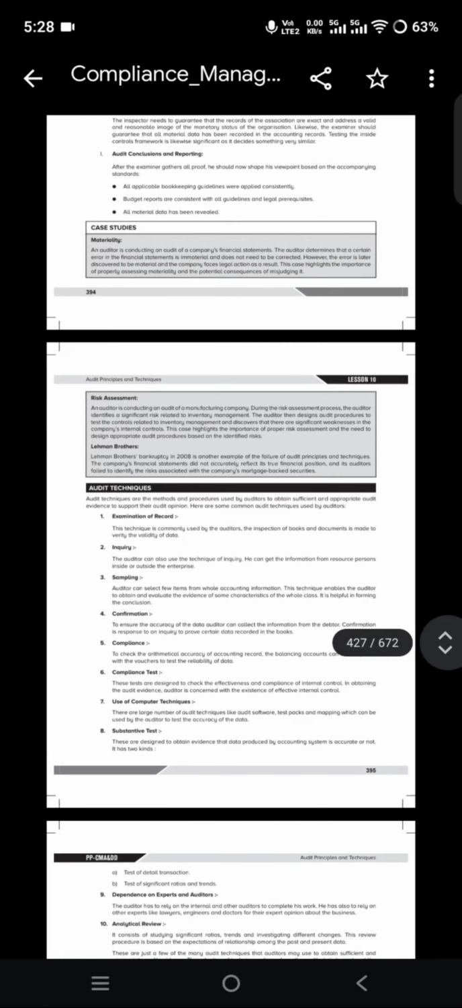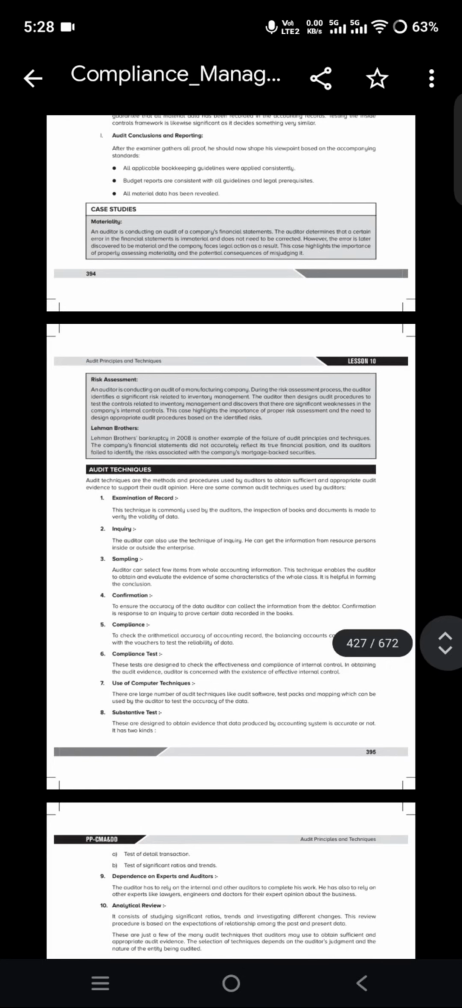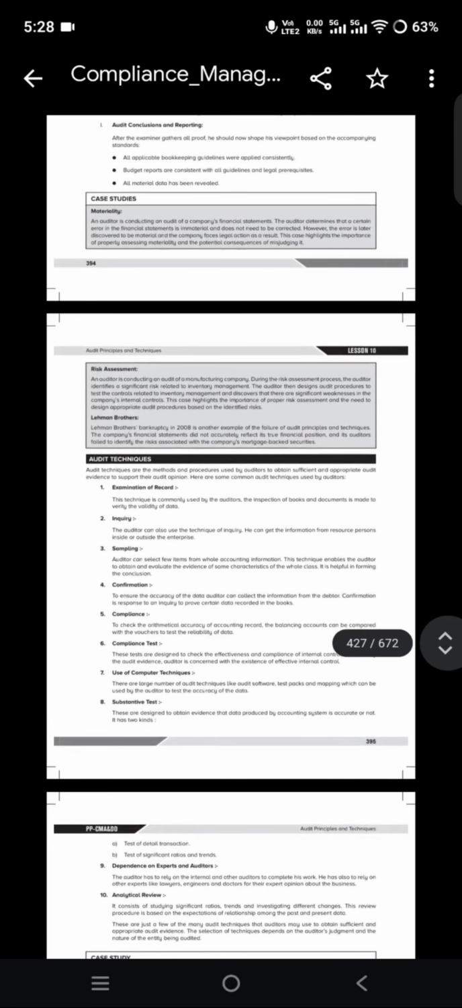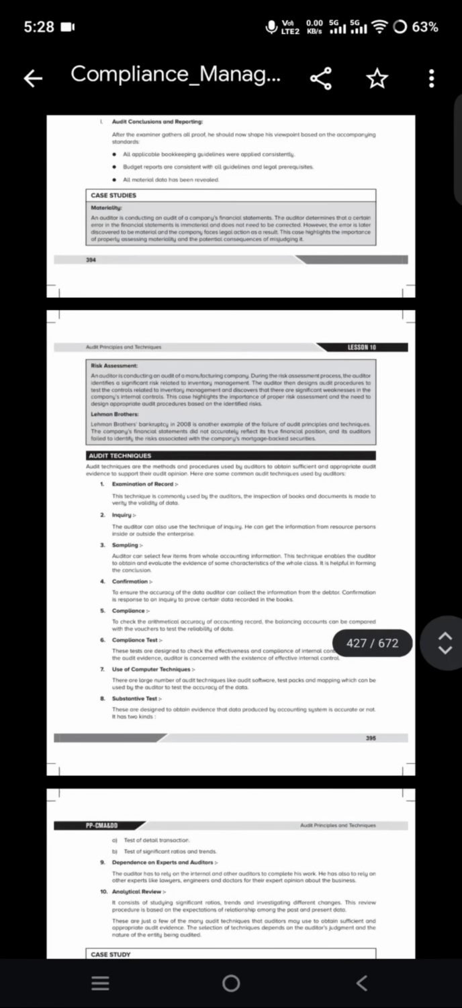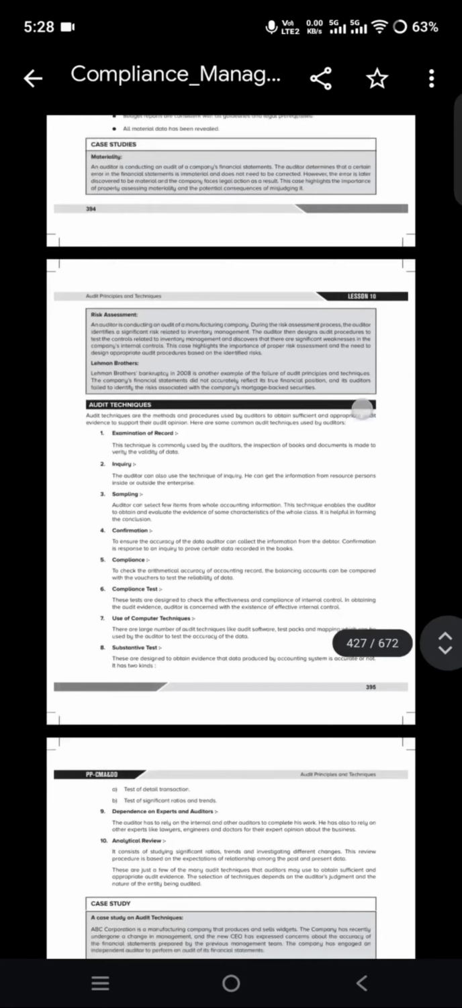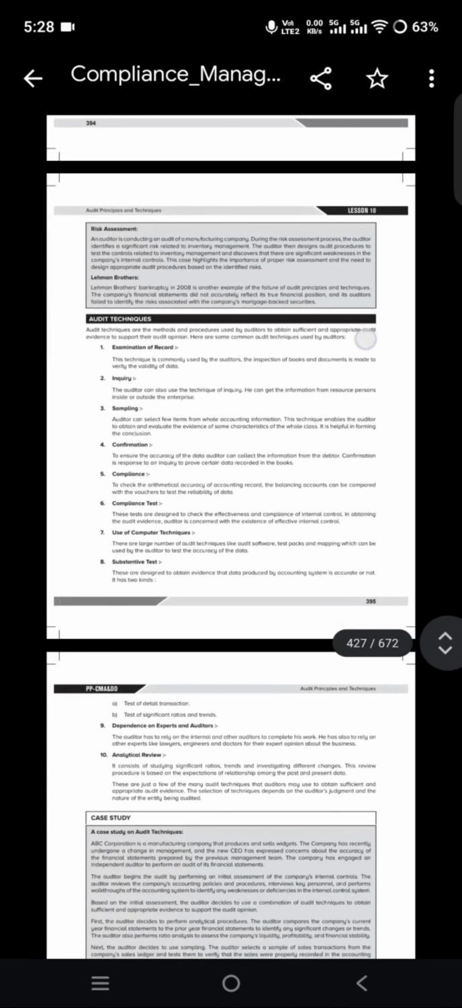and auditors, analytical review. So, remember the question may turn up as CS is conducting an audit, so he wants to gather some more evidence. What techniques can he deploy to get the sufficient evidence so that he can form the opinion? Answer is examination of record, inquiry, sampling, confirmation, compliance test, use of computer techniques, substantive test, dependence on experts and auditor, analytical review.